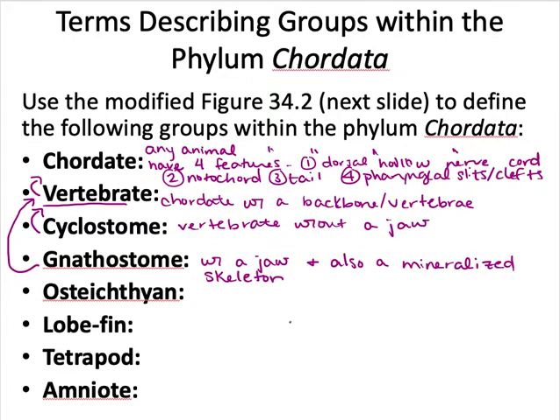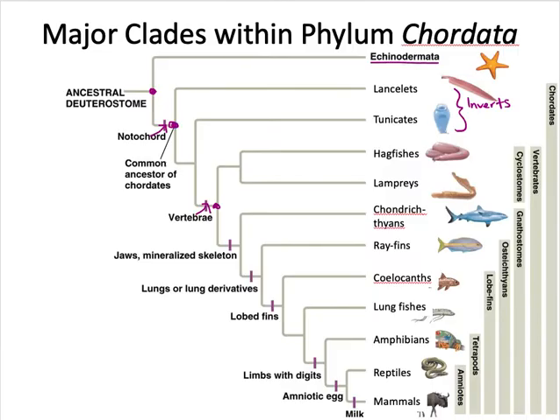So here, I'm going to go back to this figure. Here, our gnathostomes are going to be everything from the Chondrichthyans down, and the traits that evolve with this lineage are the jaw and the mineralized skeleton. Next, we're going to have our Osteichthyans, and Osteichthyans are going to include everything from the ray-finned fishes down.